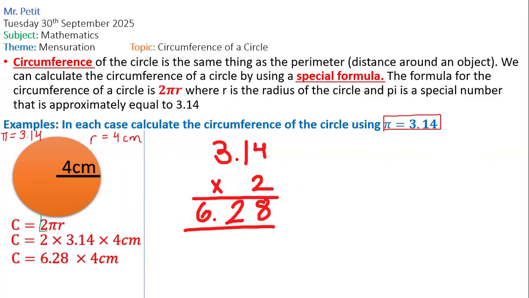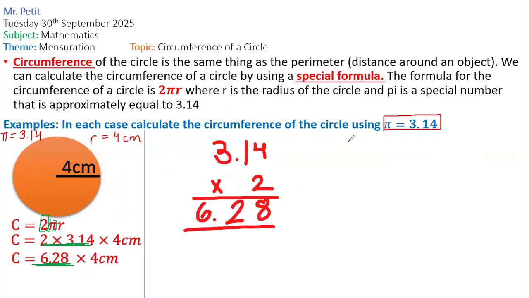So we have 2, which stays. We have pi. Pi is 3.14, so it's going to be 3.14 here. We have 2 times 3.14, that should be multiplied, and that's to give us the 6.28. But we have to multiply 6.28 by what? To multiply 6.28 by 4.